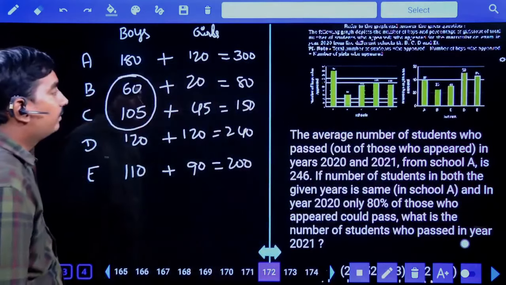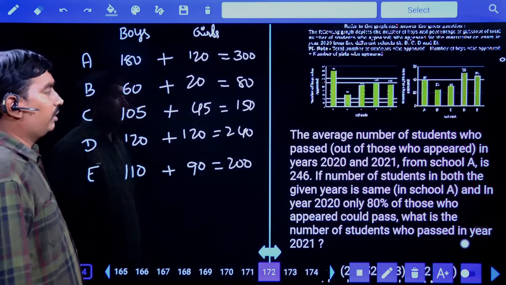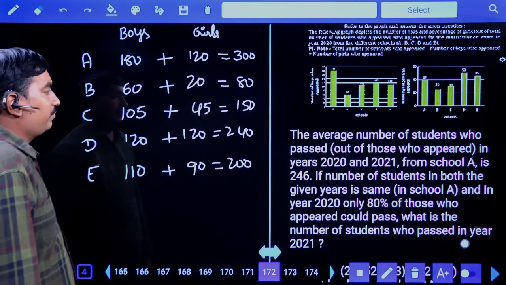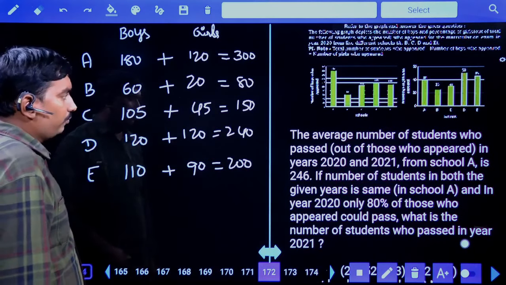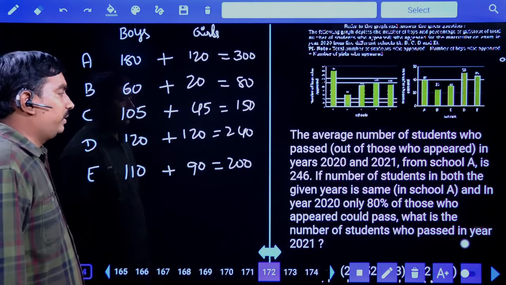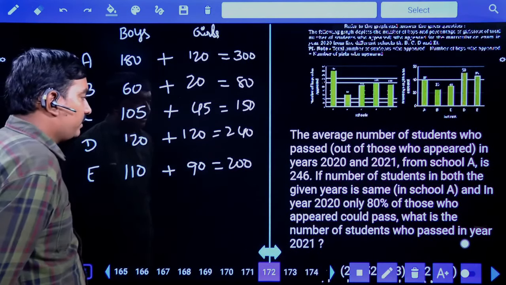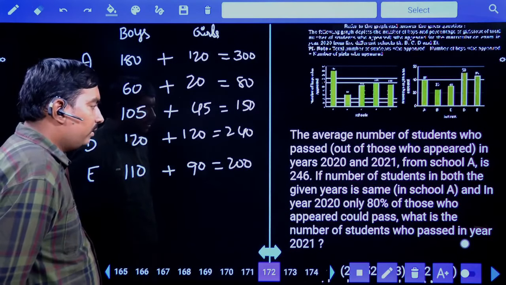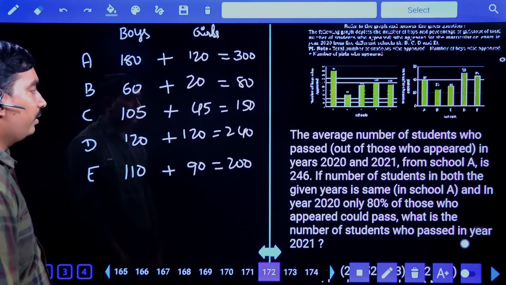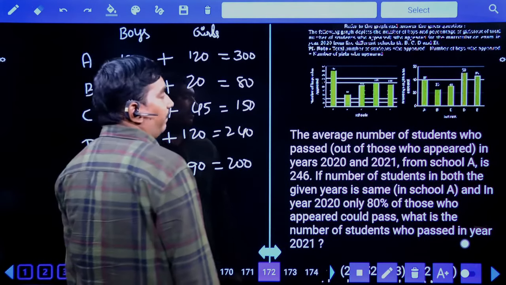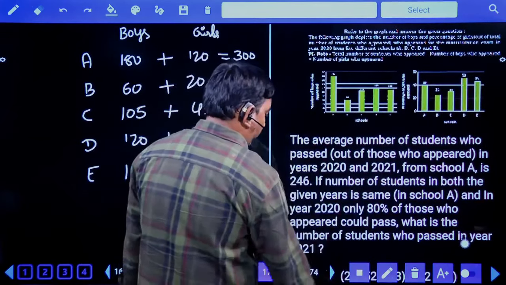Next. The average number of students who passed out of those who appeared in the years 2020 and 2021 from school A is 246. If the number of students in both the given years is the same, and in 2020 only 80% of those who appeared could pass, what is the number of students who passed in the year 2021? First of all, the average number of students is given as 246.